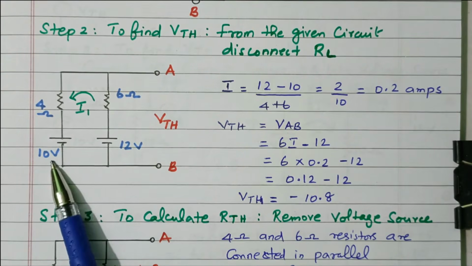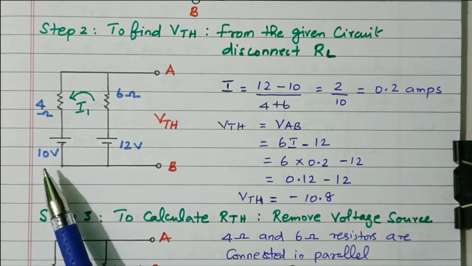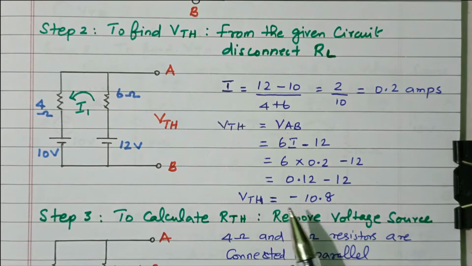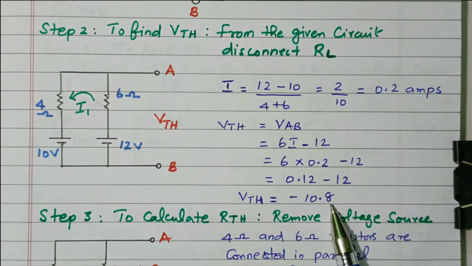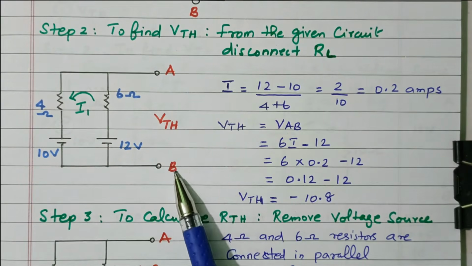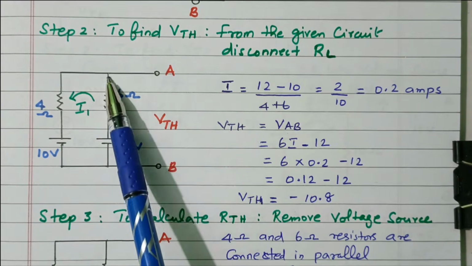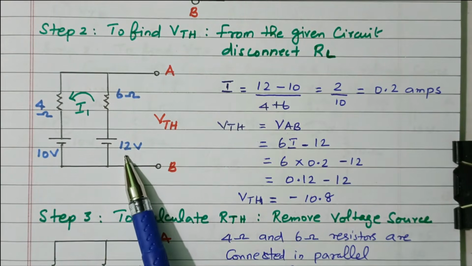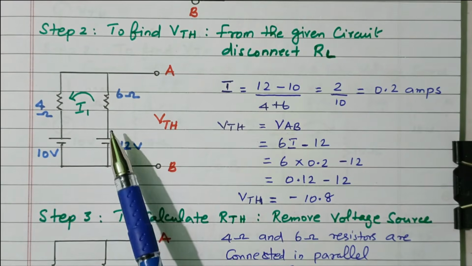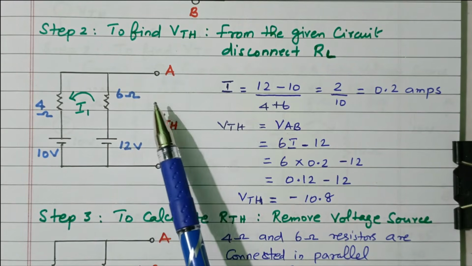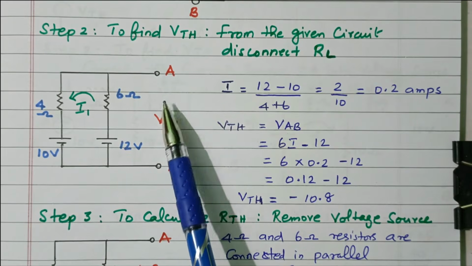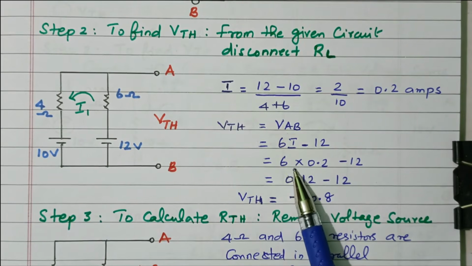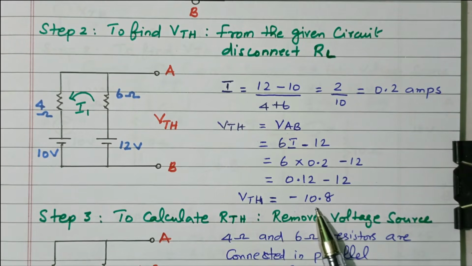Similarly, we can calculate here also. Right? 4 into I minus 10. So that you will get the same thing, 10.8. Right? So voltage across AB is V Thevenin, that is nothing but voltage across either this arm or this arm. In this arm, we already have the 12 voltage source available. The drop across this, the balance is available as the terminal voltage AB. So that is calculated here. 6 into 0.2 minus 12. So 1.2 minus 12, it is minus 10.8. So V Thevenin value is calculated.